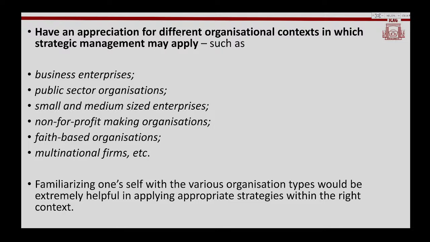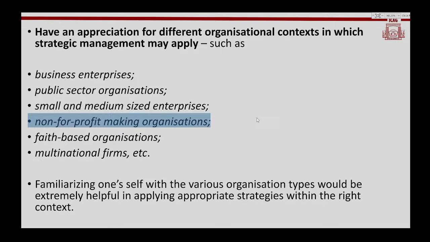You are getting it. So have an appreciation for different organizational concepts or contexts in which strategic management may apply. So let me just take you a bit into strategy here. Business enterprises so far are what ICAN has examined. Are you getting it? Now, we are yet to see a public sector organization. We haven't yet seen a public sector organization. It doesn't mean it won't appear. It can appear. Then we have small and medium-sized enterprises. We have not-for-profit organizations, where we are mostly going to use value for money to assess performance. Then faith-based organizations, churches and the rest, and multinational firms.